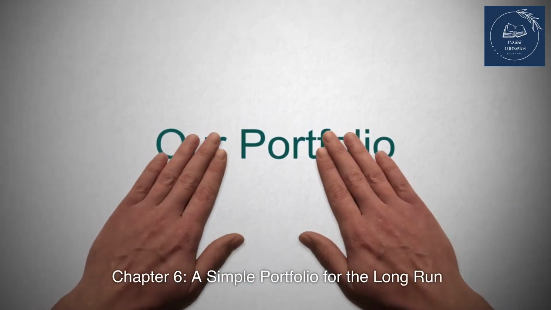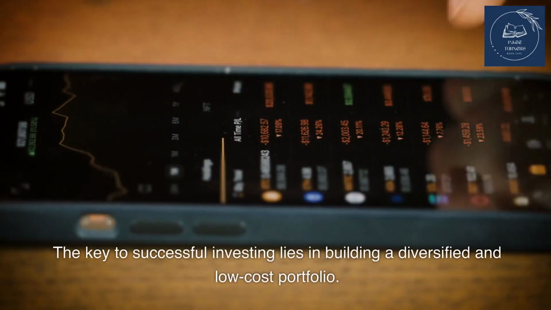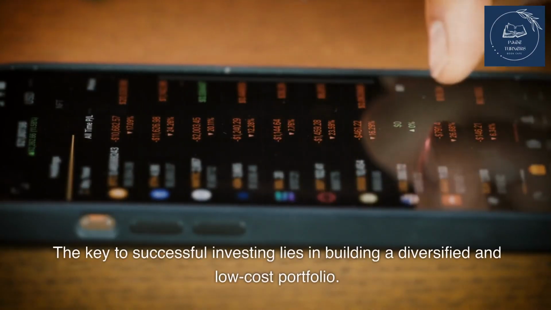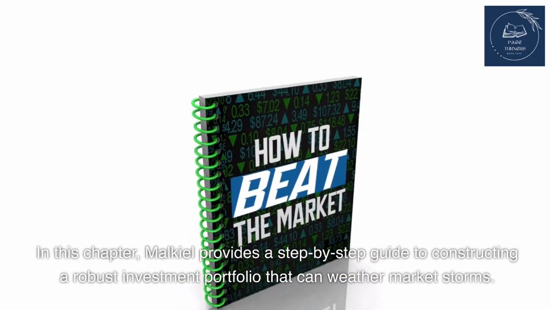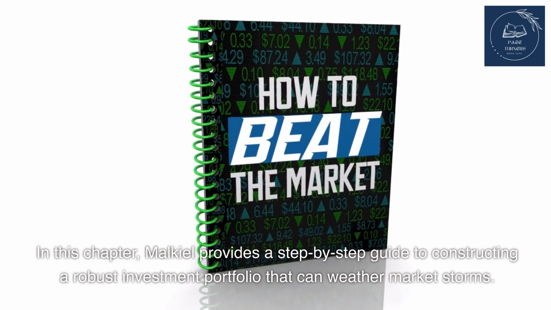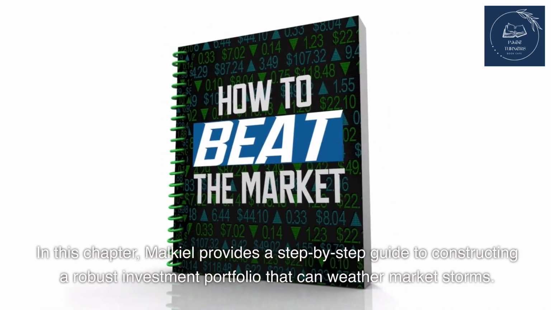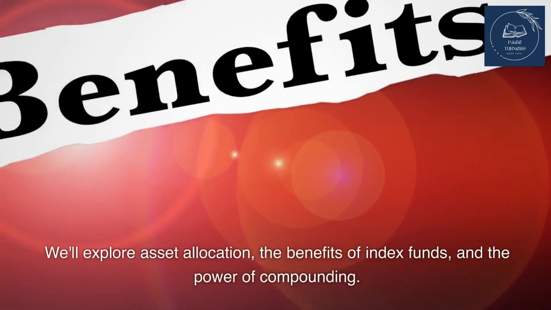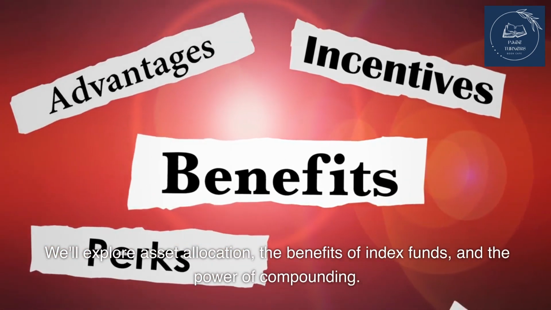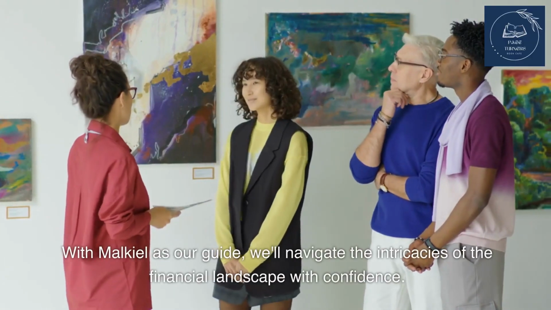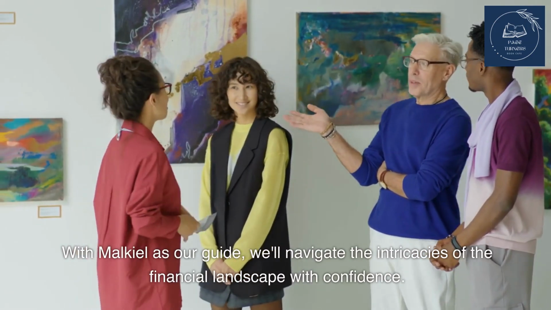Chapter 6, A Simple Portfolio for the Long Run. The key to successful investing lies in building a diversified and low-cost portfolio. In this chapter, Malkiel provides a step-by-step guide to constructing a robust investment portfolio that can weather market storms. We'll explore asset allocation, the benefits of index funds, and the power of compounding. With Malkiel as our guide, we'll navigate the intricacies of the financial landscape with confidence.